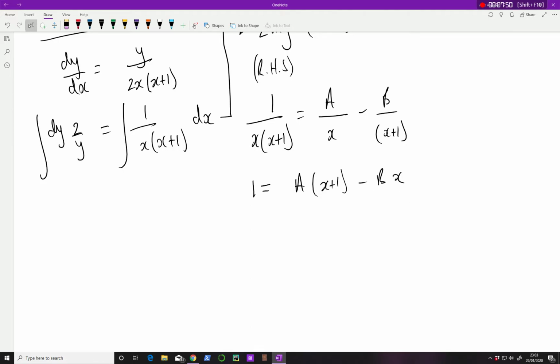Okay, now I'm trying to find out what these coefficients are, so I can get these coefficients by setting x such that the other coefficient should be eliminated. So I would say when x equals minus 1, the coefficient a goes to 0 and I'm just left with b. So 1 equals minus b times minus 1. Therefore, b equals 1.